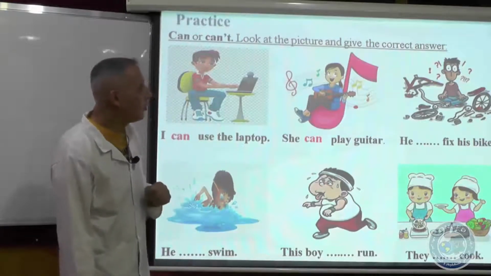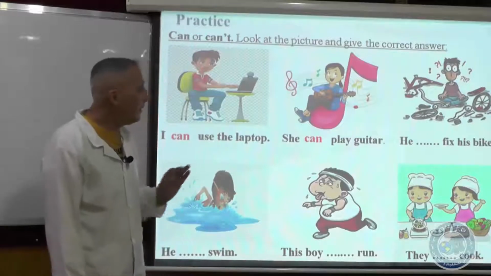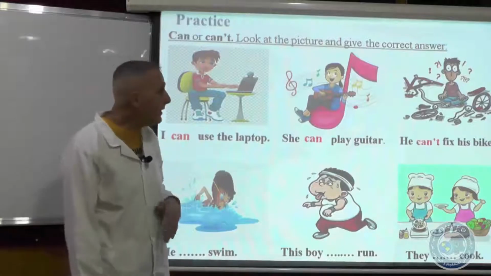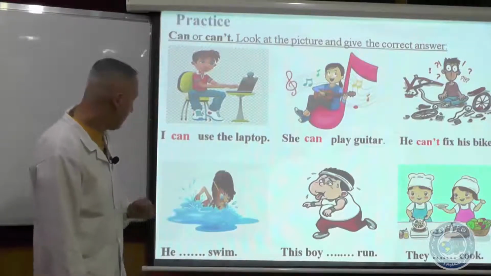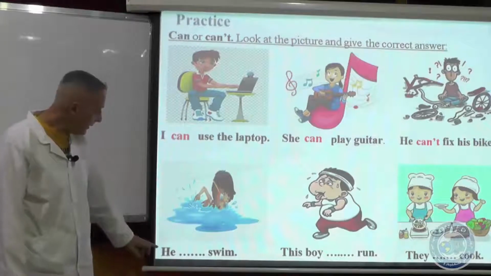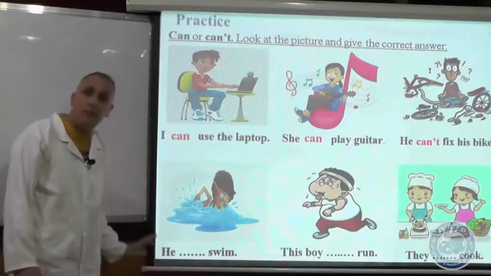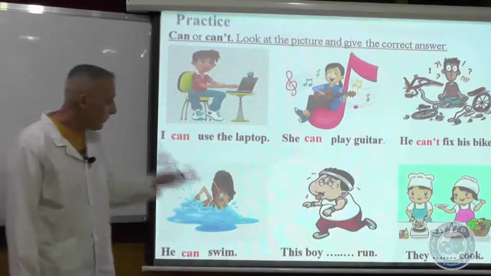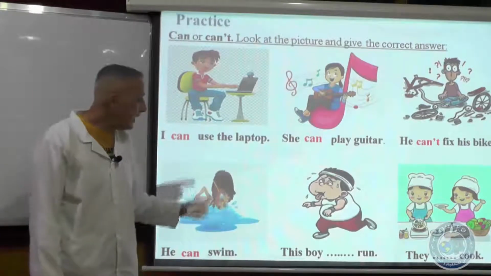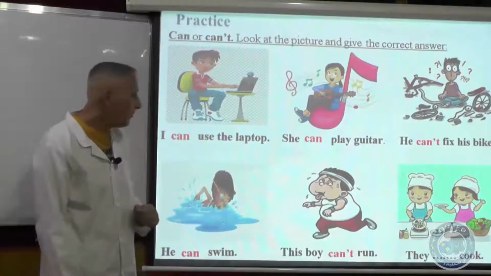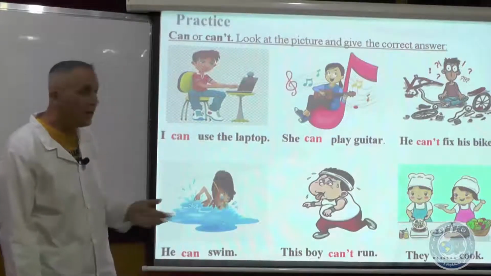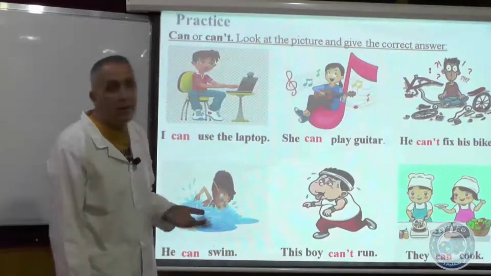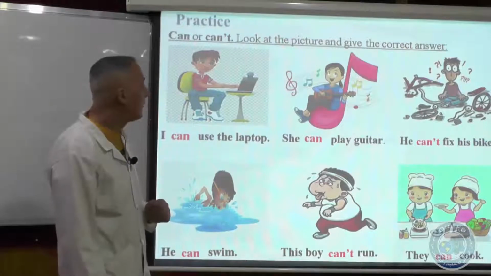What about the next one? He fix his bike. So we say he can't fix his bike. The next picture is he swim. We say he can swim. Look at this boy. We say this boy can't run. And the last picture is they can cook. They can cook.